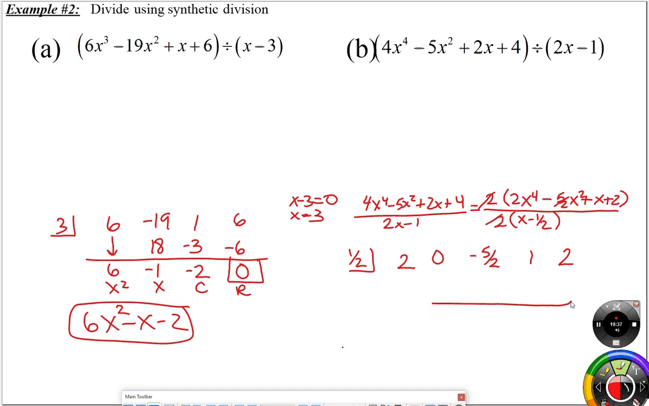Okay? And then we would go through the same process. So we'd drop down 2. 1/2 times 2 is 1. We would add this column up. 1/2 times 1 is 1/2. We would add this column up. That's the same thing as negative 2. 1/2 times negative 2 is -1. We would add this column up. And 1/2 times 0 is 0, and we would add this column up. Just make sure I didn't make any mistakes.